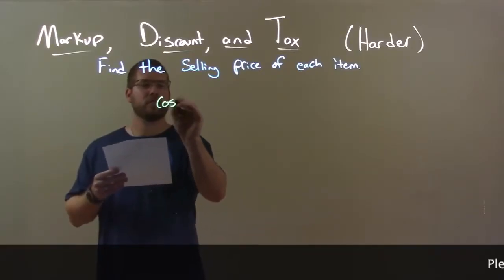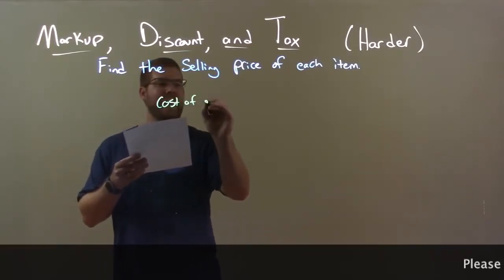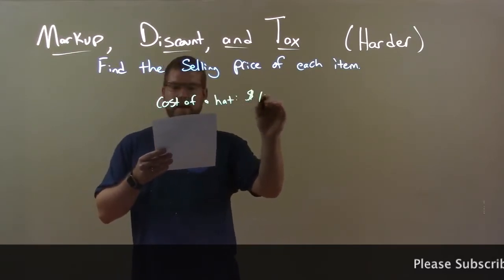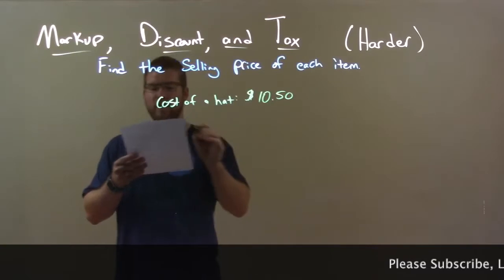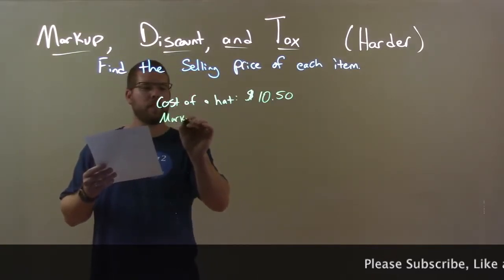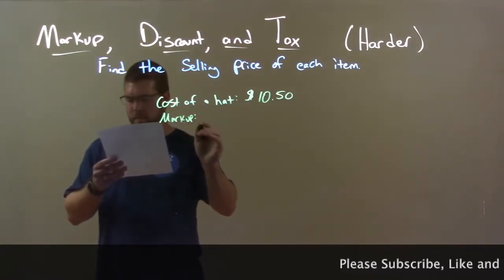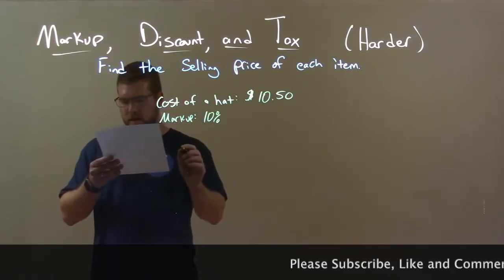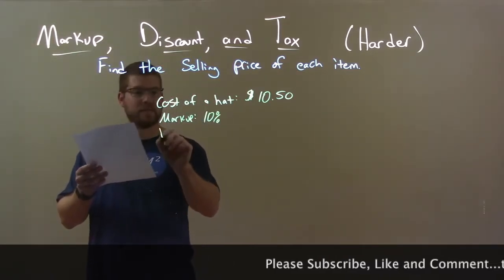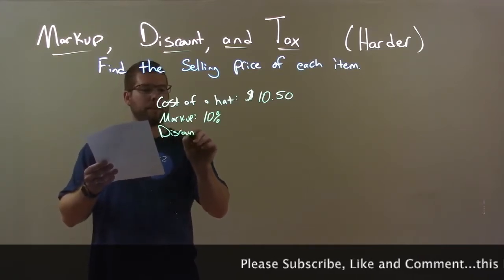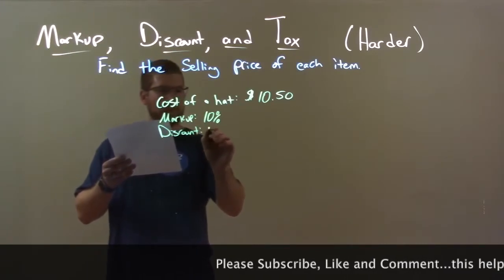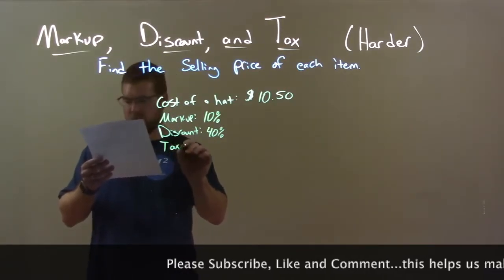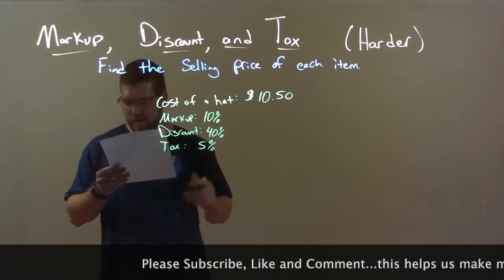The cost of a hat is $10.50. We've got a markup of 10%, and we've got a discount of 40%, and we have a tax of 5%. Okay, got a lot of stuff going on here.